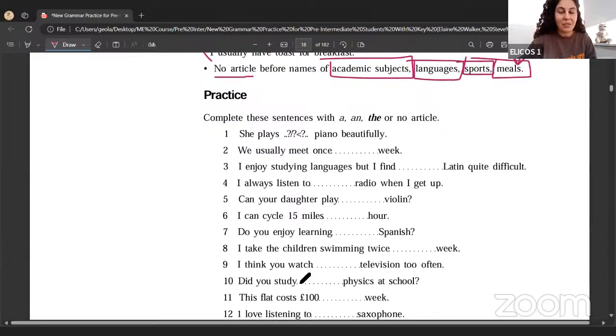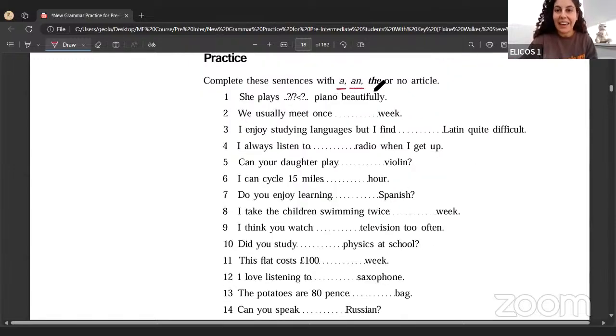Okay, let's practice. So remember, we're using a, an, the, or maybe no article. These are all the rules that we have learned in the lessons just before. So this is now putting all the rules together for the final and last practice. So she plays, I'm not going to put an article. She plays piano beautifully.